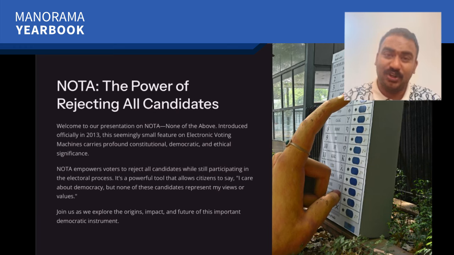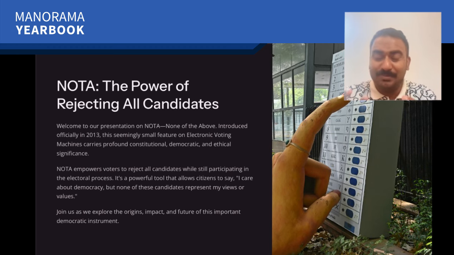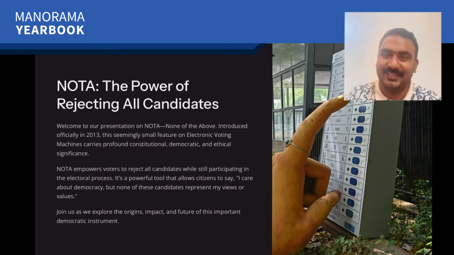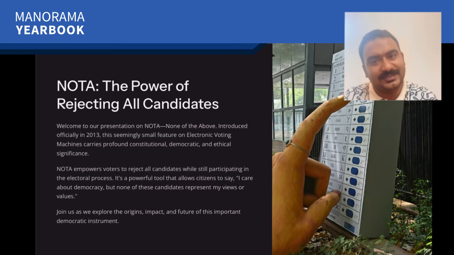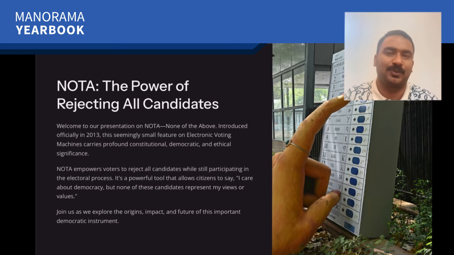Today we are going to talk about a concept that may seem small at first glance, but carries a profound constitutional, democratic and ethical significance. Yes, we are talking about NOTA, that is, none of the above. We know that NOTA, which was introduced officially in 2030, allows a voter to reject all candidates contesting in an election while still participating in the electoral process.